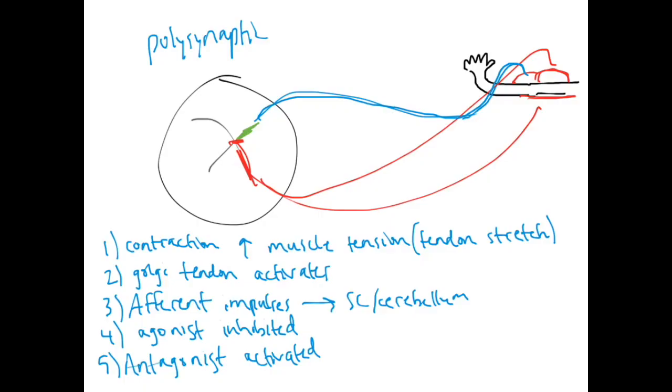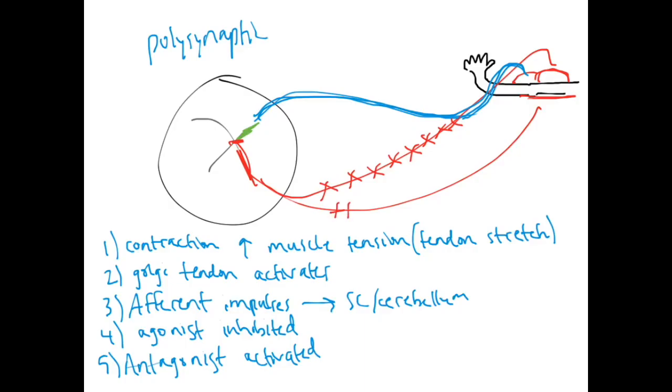Then number 2, Golgi tendon activates. Number 3, we have these afferent impulses going up to our spinal cord or cerebellum. Since we're talking about spinal reflexes, we're going to keep it in the spinal cord. We're then going to synapse with our interneuron and then to our motor neuron. And then we're going to have two things happen. So our motor neuron, our agonist, is going to be inhibited. So our agonist is our bicep, that main muscle mover. So I'm going to put some X's saying that it's not going to work anymore, which is going to cause this thing to relax. At the same time, we have our antagonist activated.